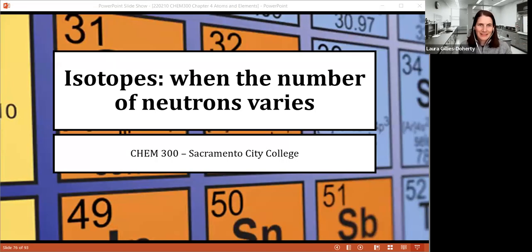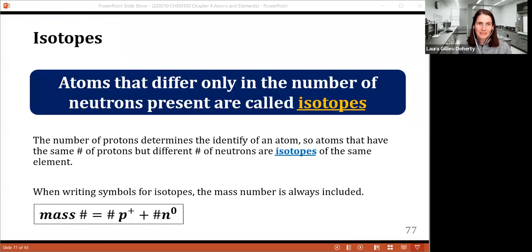Hey everybody, welcome back. This is chapter 4, and we're talking this time about isotopes, which is when the number of neutrons in atoms of the same element varies. So let's first start by defining what an isotope is. Atoms that differ only in the number of neutrons present are what we call isotopes. Recall that the number of protons is what determines the identity of an atom. So atoms that have the same number of protons, but just a different number of neutrons, are called isotopes.